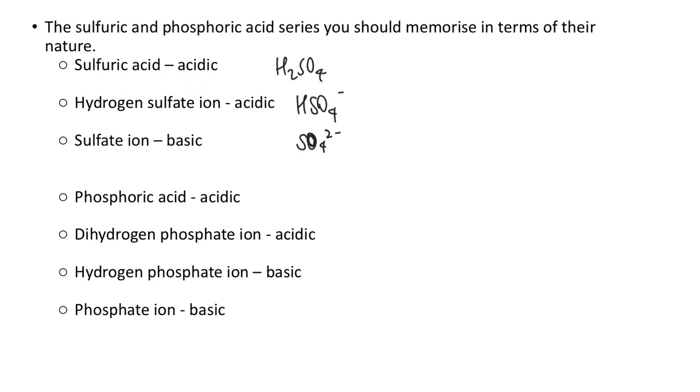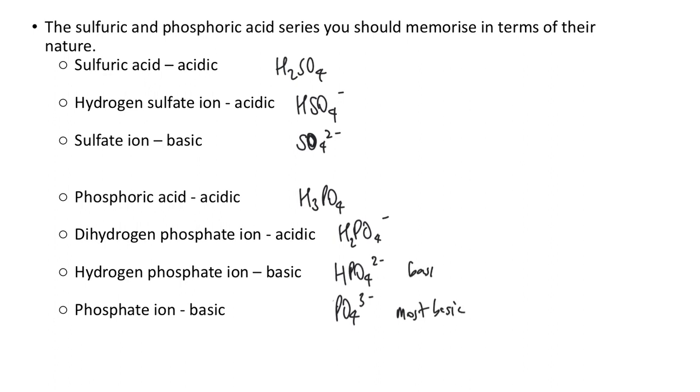acids and bases. Okay, so the phosphoric acid, that's acidic. The dihydrogen phosphate, when it's lost one hydrogen, is acidic. Then, once you've lost two hydrogens, it goes basic, and when you've got no hydrogens, it's basic as well. So the first two are acidic, the second two are basic. All right, and if you're looking for which is the most basic, this is the most basic. This is just basic. This is acidic, and this is more acidic, if that makes sense. Yep, okay. Right, let's move on.